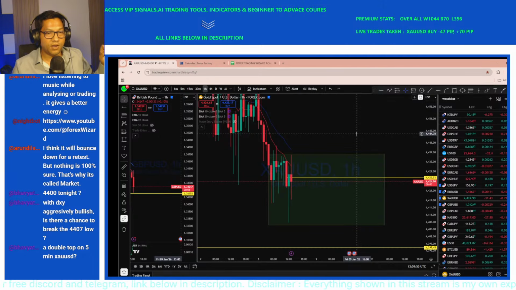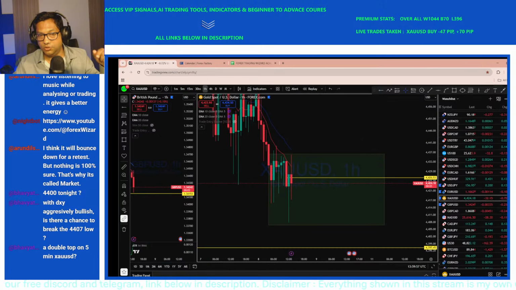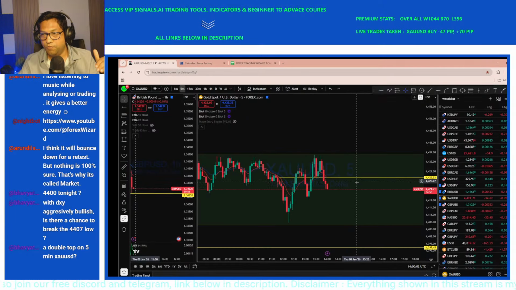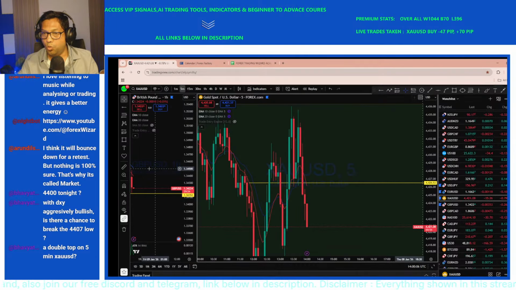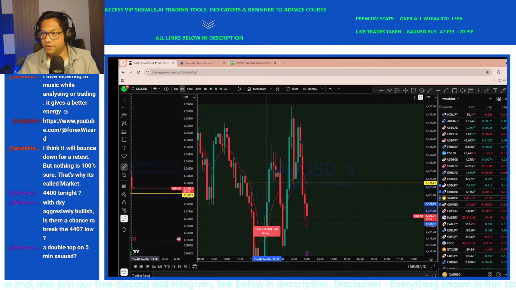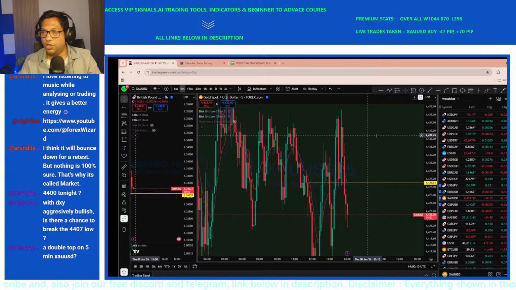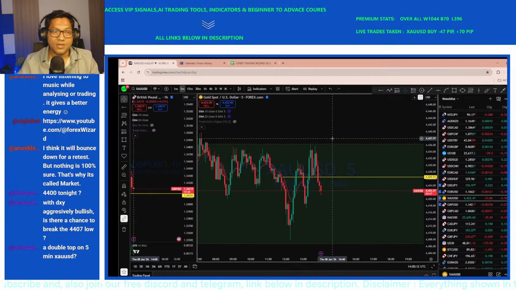So keep an eye on the double top on the 5 minutes on XAUUSD. That's where you may see some kind of move. I will be patient here a little bit to see what the market is doing at the moment.